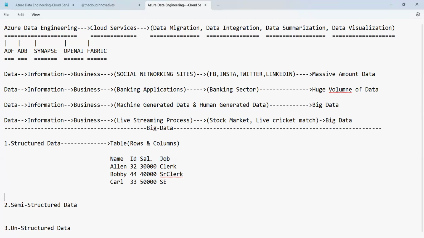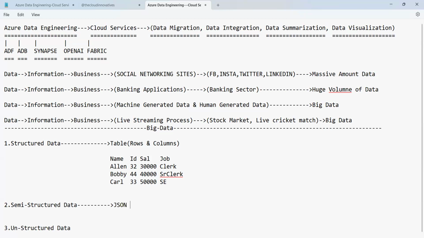Semi-structured data. So what is the semi-structured data? The semi-structured data is nothing but the data which is kept not in the form of a structured form, but still has some structure. Semi-structured means it has half of structure which the user can understand, but not fully.